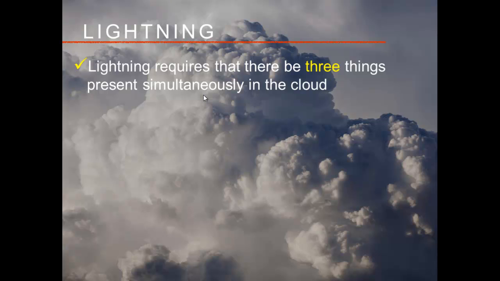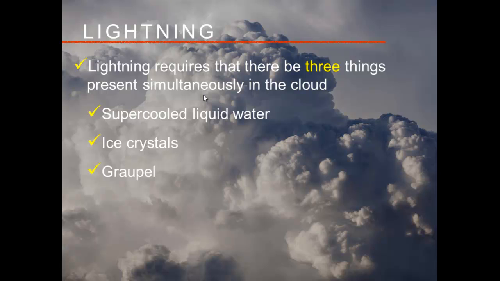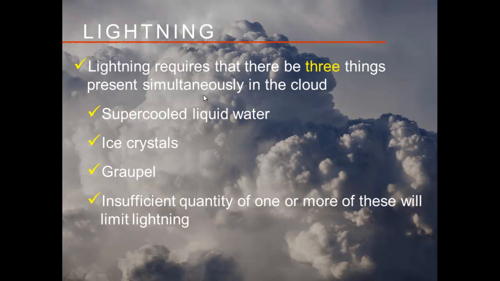So again, lightning requires that there be three things simultaneously in the clouds, and that is supercooled liquid water, ice crystals, and what's called graupel or soft hail. All three of those need to be in the cloud at the same time, and if for some reason there's insufficient quantity of one or more of these things, that's going to limit the ability to have lightning.